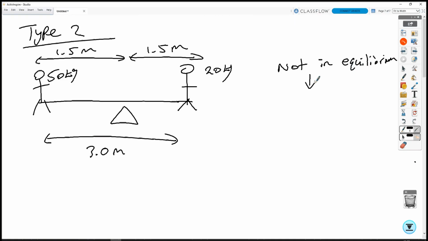So for this, you need to calculate the resultant moment. And that's the way it's going to rotate. So in this case, even without doing a calculation, you can see that it's going to rotate anti-clockwise, because the 50 kg person will provide a larger force. They have the same separation from the pivot. Therefore, the 50 kg person will go down, the 20 kg person will go up. Generally, this is a much more simple problem to calculate compared to type 1.